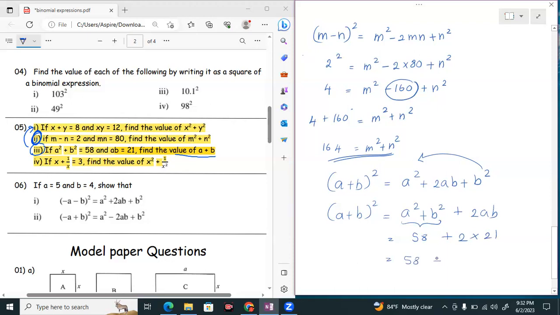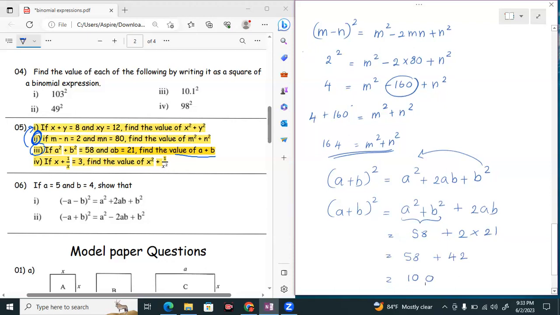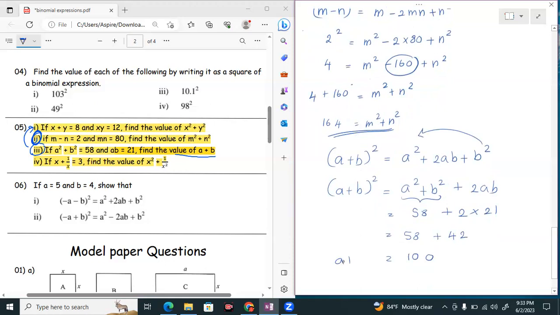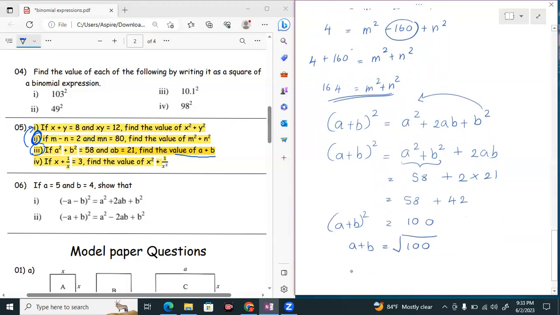Then it is 58 plus 42, no? Then you can see 58 plus 42 means 100. So a plus b squared equals 100. Then to find a plus b, you have to take the square root of the other side. Then a plus b equals 10. Okay, here it is plus or minus, but a plus b equals plus 10, because it is a square, so we take plus 10 as the answer.